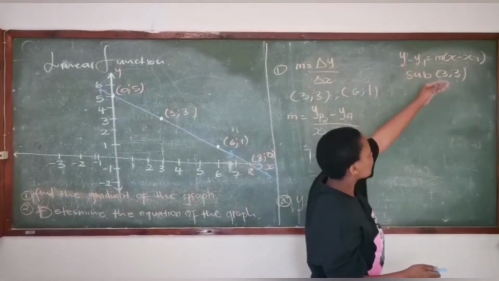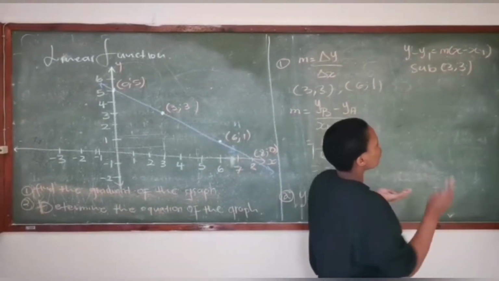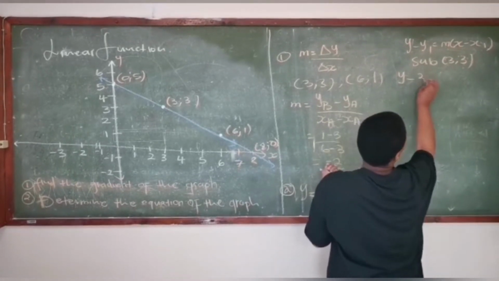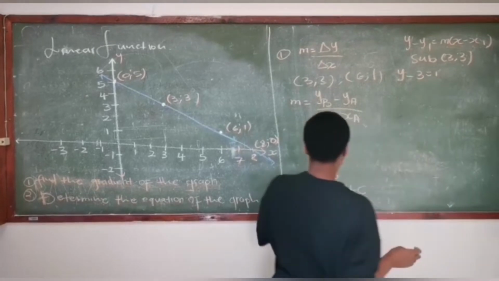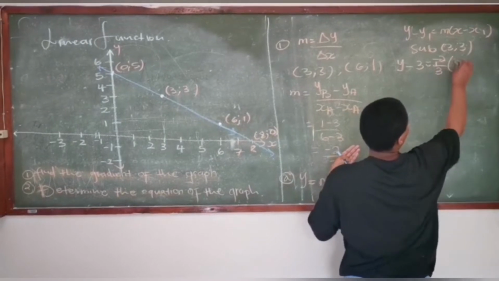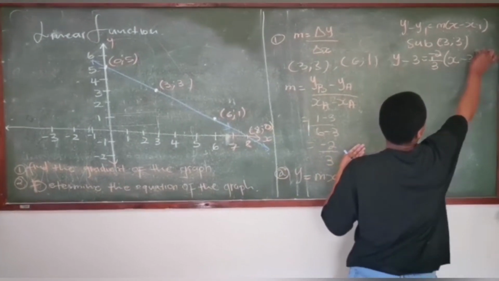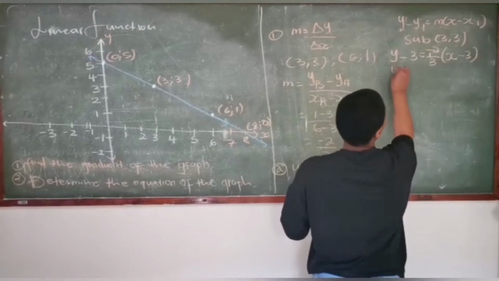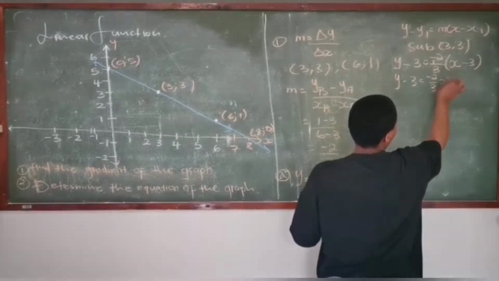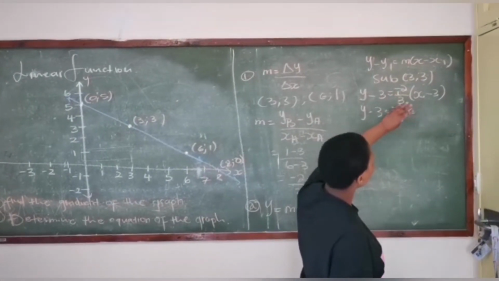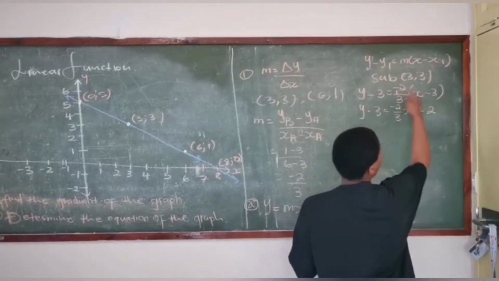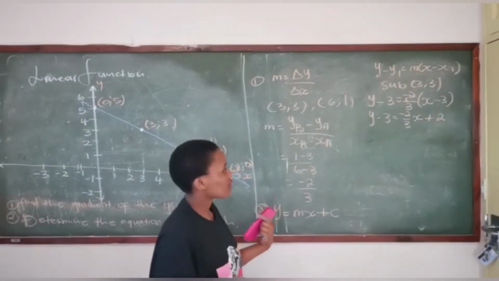This one remains, this one will remain. You will only substitute your point here, okay? So you're going to have y minus 3 is equal to your m, which is negative 2 over 3. You write it negative 2 over 3 into x minus 3. Calculator, guys. Y minus 3 is equal to minus 2 over 3, and negative 2 over 3 multiplied by negative 3 is going to be positive 2 because negative times negative will give us a positive number.